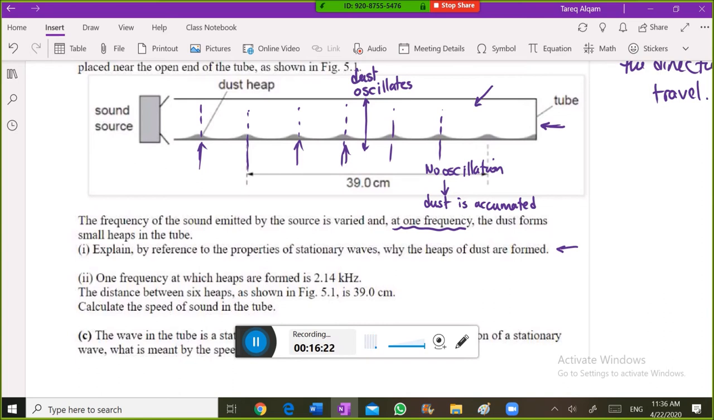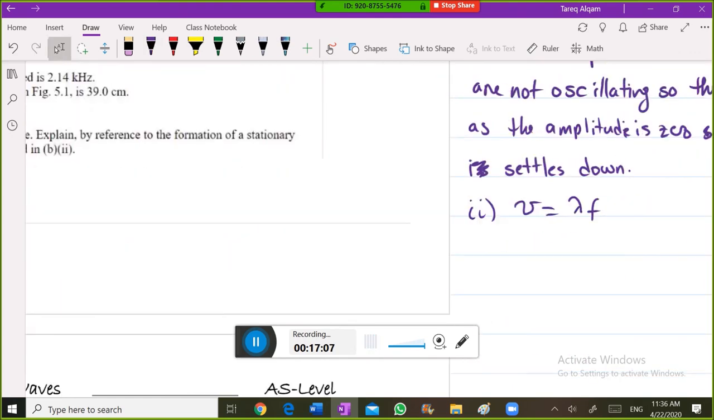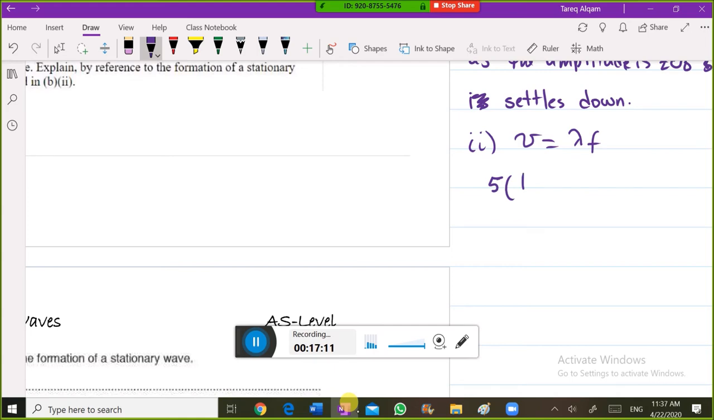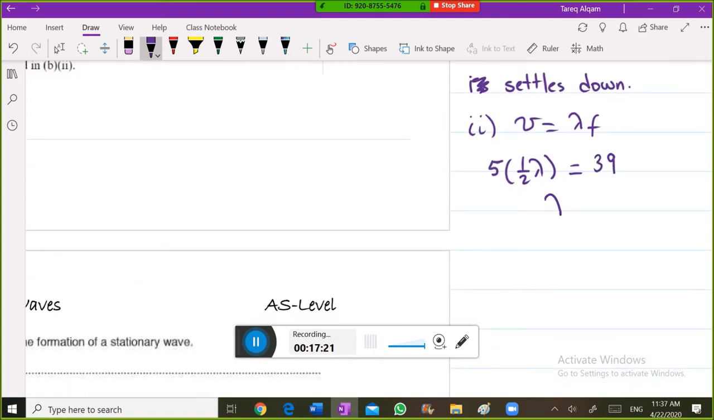And here, guys, between six heaps, pay attention. We are given a distance between six successive nodes, right? This is half a wavelength, this is another half wavelength, another half wavelength, another, and another. So the distance here, 39 centimeters, would be equivalent to 1, 2, 3, 4, 5 halves of the wavelength. Five times half wavelength is equivalent to 39 centimeters. So lambda equals 39 times 2 over 5.